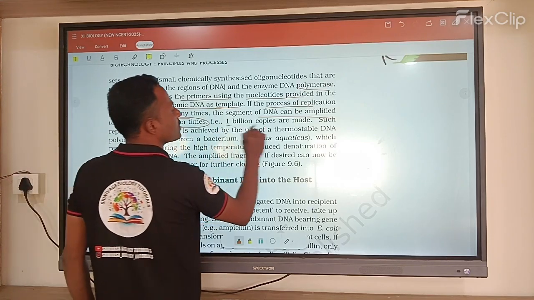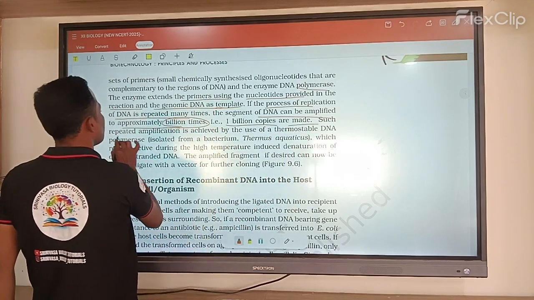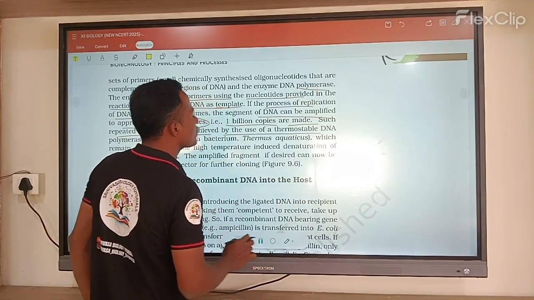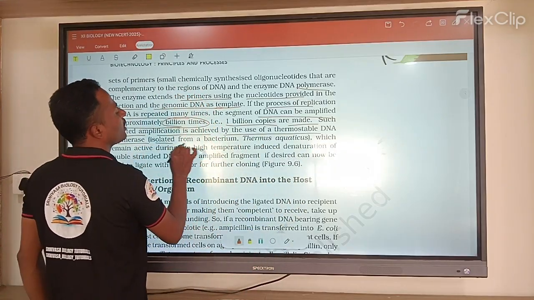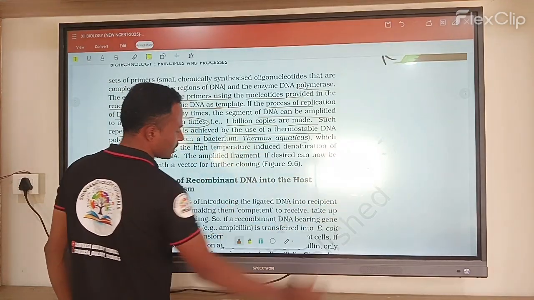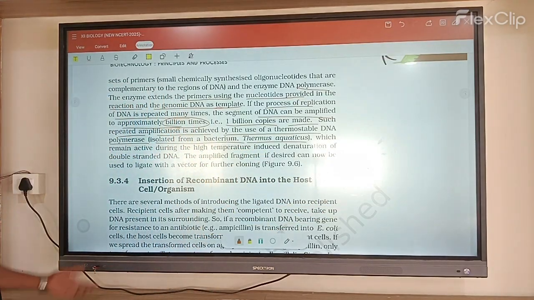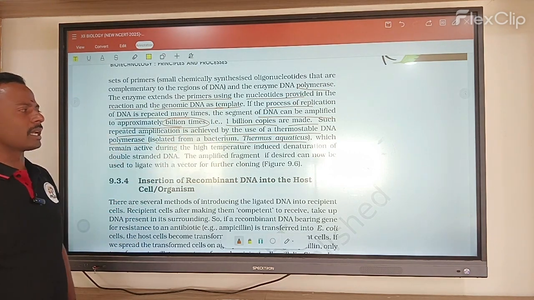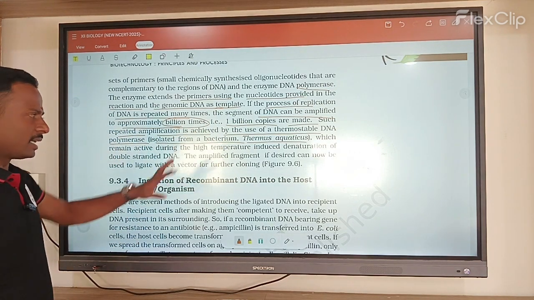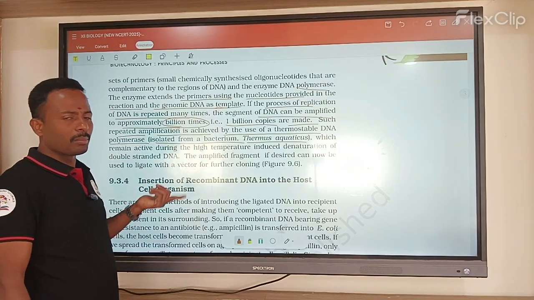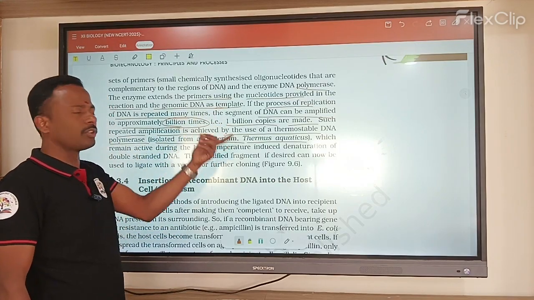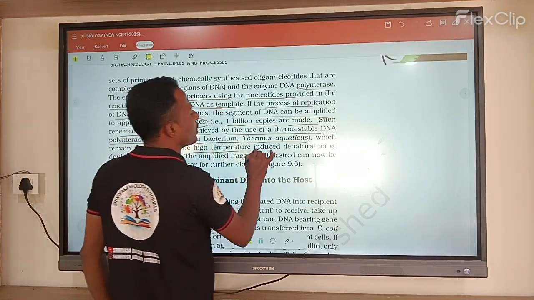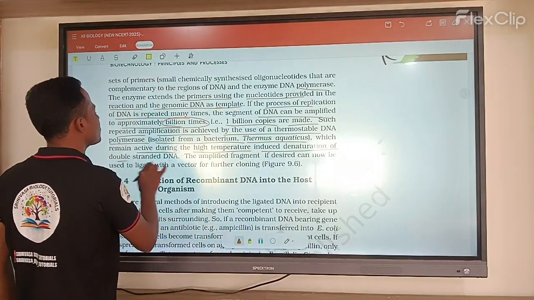1 billion copies are made. Such repeated amplification is achieved by using a thermostable DNA polymerase isolated from the bacterium Thermus aquaticus. So for that polymerase, we are using a thermostable bacterium, that is Thermus aquaticus. It helps in the formation of multiple copies, and it remains active at high temperature, including the denaturation of the double stranded DNA.